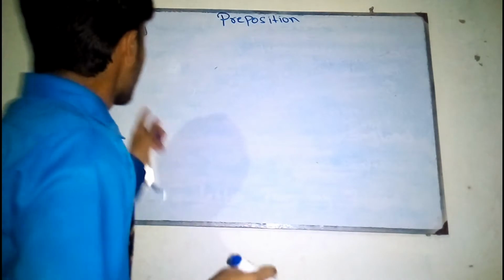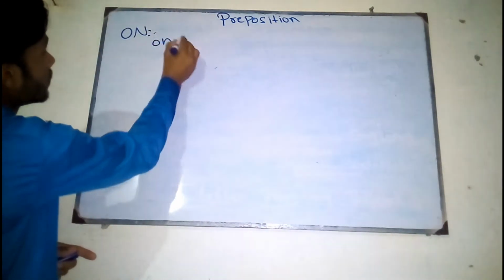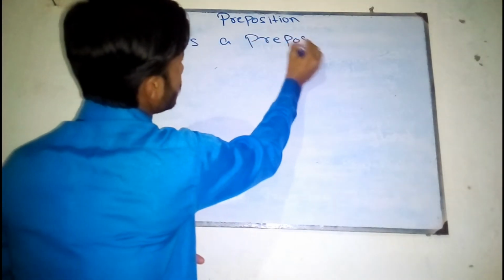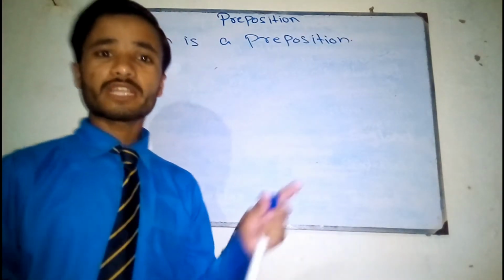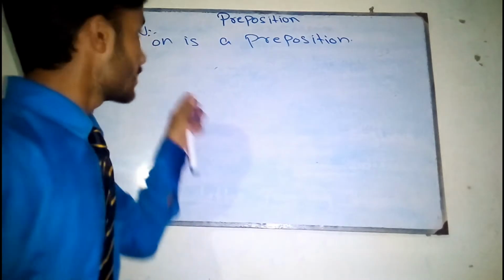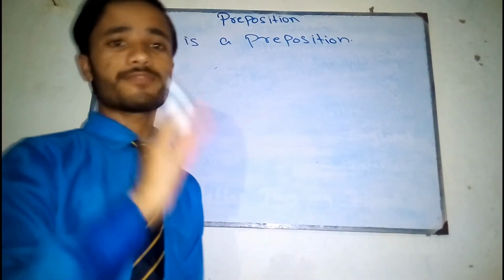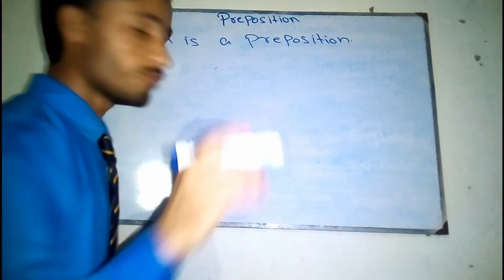See, what is "on"? "On" is a preposition. According to the grammar, it is a preposition. Is this clear? Now it has 5 usages, and I am going to explain them. So see the usages.